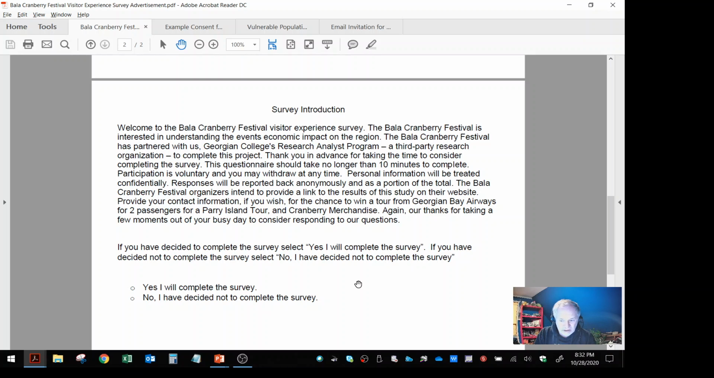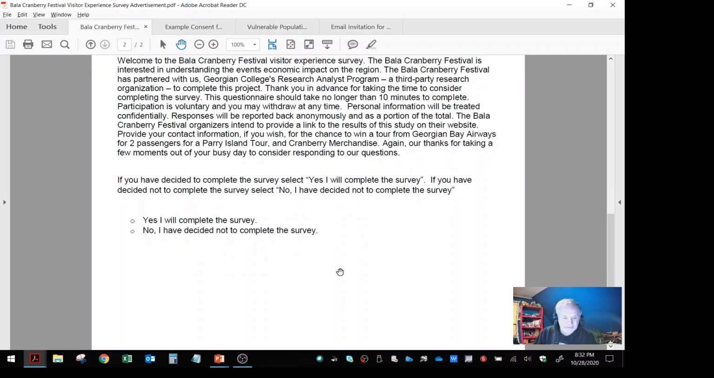They also have the option to enter a draw for a prize, which is 2 passengers for a Parry Sound tour. And there was some cranberry merchandise again. So our thanks for taking a few moments out of your busy day to consider responding to our questions. If you've decided to complete the survey, select yes, I will complete the survey. They click yes. Then this is all part of the online survey.